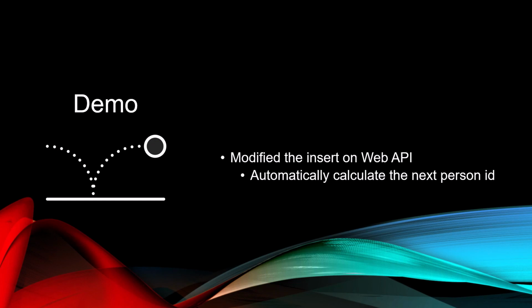There was one change that I made on the web API that we're going to show you, and that's how to automatically calculate the next person ID. If you remember, when I entered a new person, I didn't have to set the person ID, but it automatically made it number 20. So let's go over to the web API and take a look at how this works.